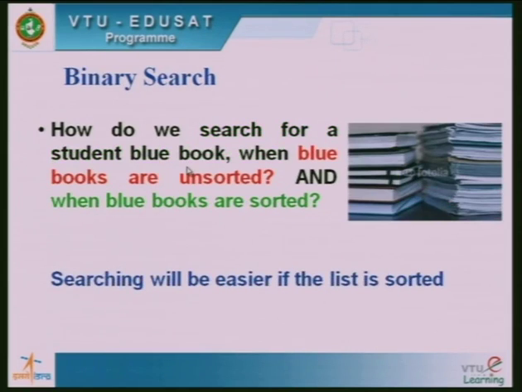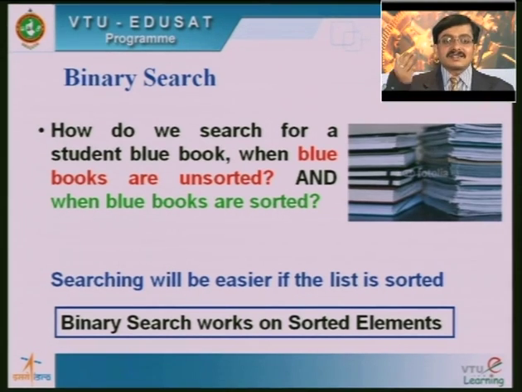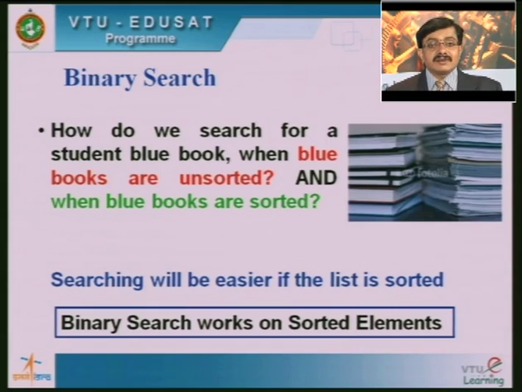So what we can conclude here is that searching will be easier if the list is sorted, and the binary search works on sorted elements. Linear search doesn't require that the list be sorted or unsorted. If the blue books are sorted and your USN is 67, you can still compare 67 times, and in the 67th booklet you can confirm that you have got your blue book. And if it is unsorted, you don't have any option, you have to look at each of the booklets one by one, and if you are very unfortunate, maybe your 100th booklet will be the 67 in the case of unsorted booklets. Whereas the binary search works only on sorted elements.